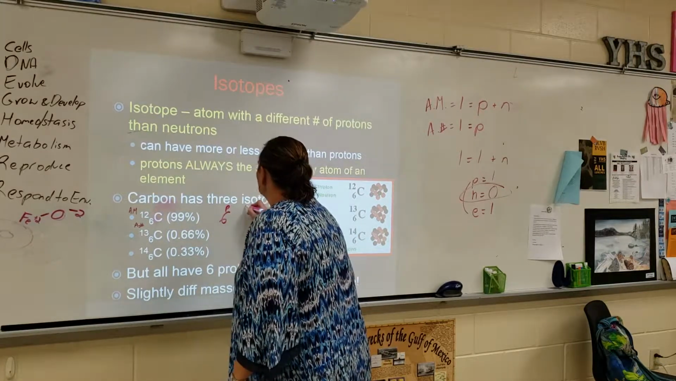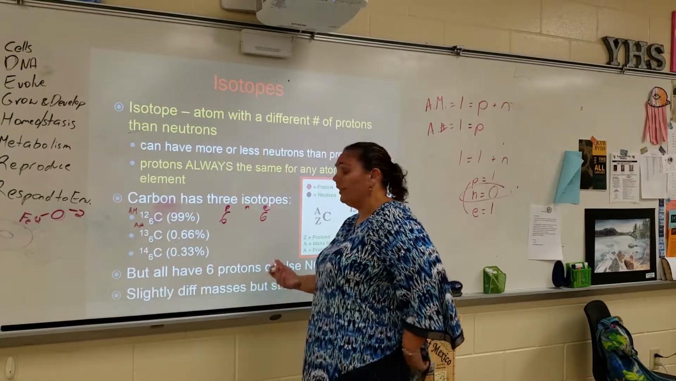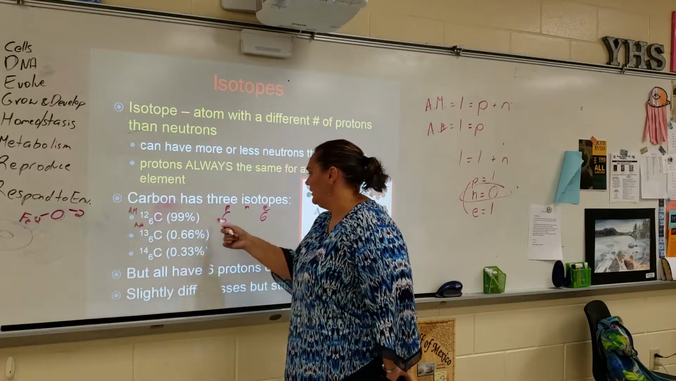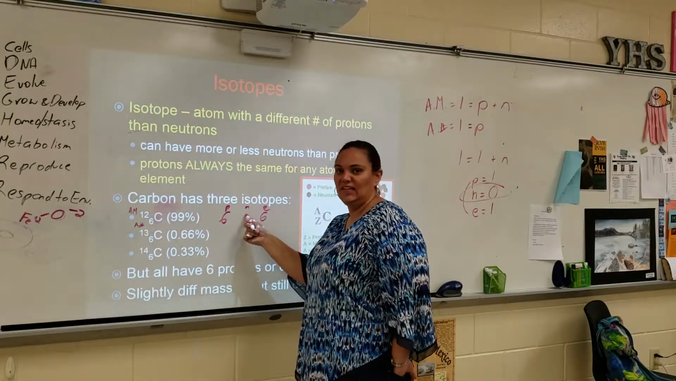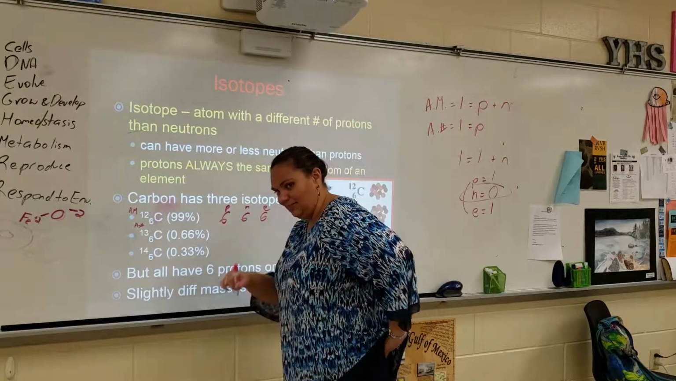So, protons, neutrons, and electrons. So, 6 and 6. Now, how many neutrons? Well, 12 minus 6 equals 6. My videographer behind you is giving me the answers.